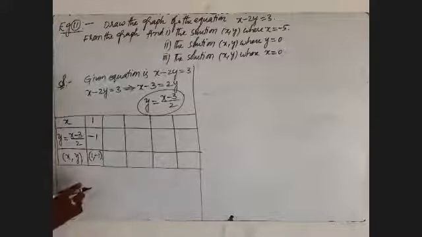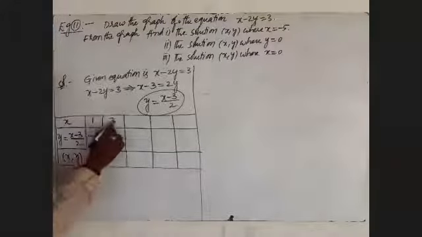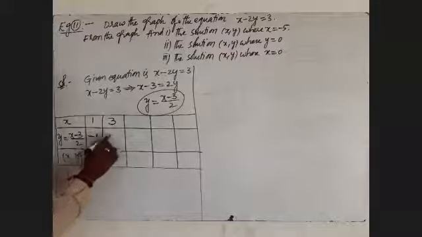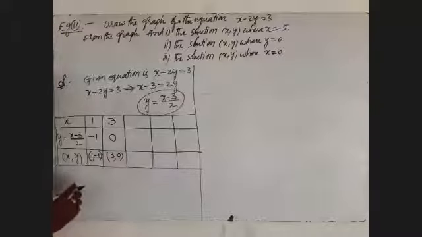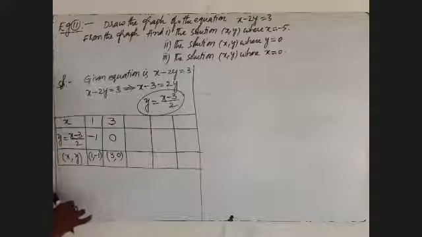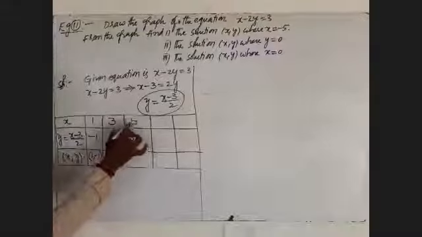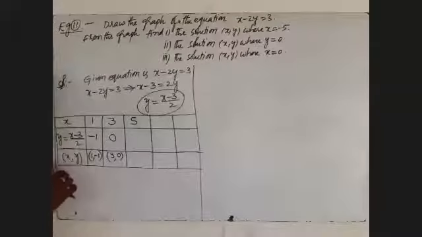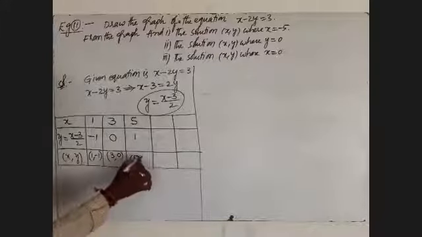Let x is equal to 3. 3 minus 3 by 2, 0 by any value is 0. The x value is 3 and the y value is 0, so I write (3, 0). Let x is equal to 4. 4 minus 3 by 2 is 1 by 2, so we do not take it. Let x is equal to 5. 5 minus 3 by 2 is 2 by 2, that is 1. I write (5, 1).